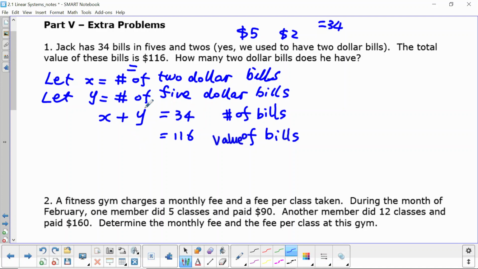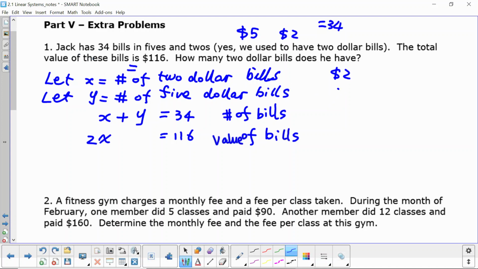And for another one, we are going to write the value of the bills. So we know that unit price times quantity. So the unit price is $2 and the quantity is x. So the total dollars for the $2 bills will be 2 times x.